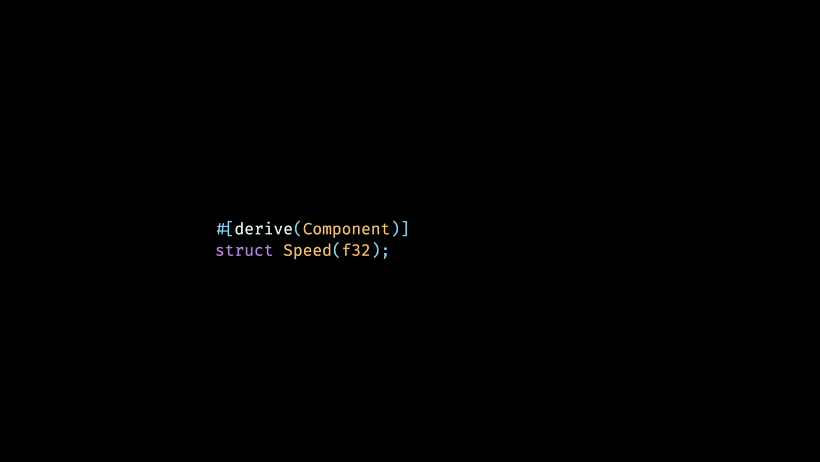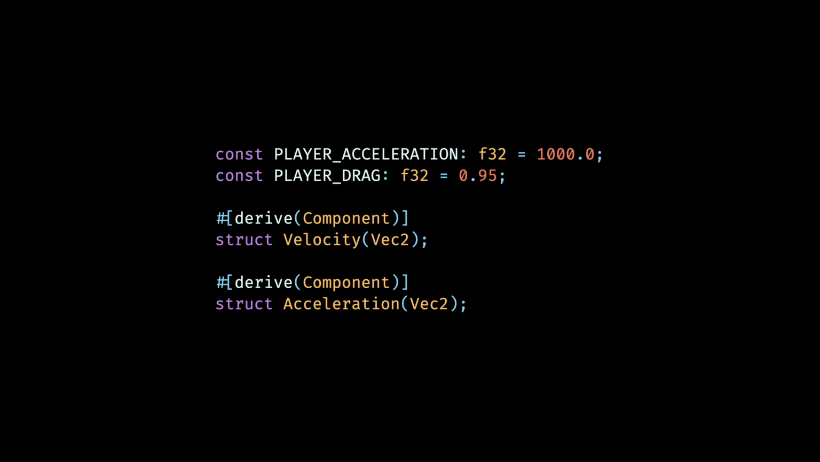Now we'll try to make it a bit more interesting and move our player freely around the screen. First, we need to shift from a 1D movement to a 2D movement. To achieve that, we change our speed component into a velocity component. We also define a couple of constants and an acceleration component. Since both of these components are 2D vectors, they both wrap a vec2 value.